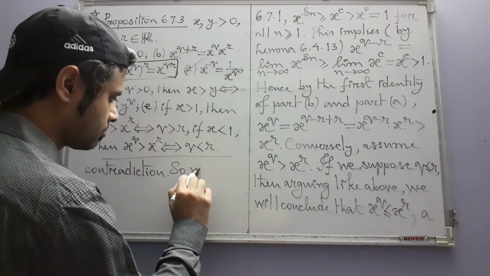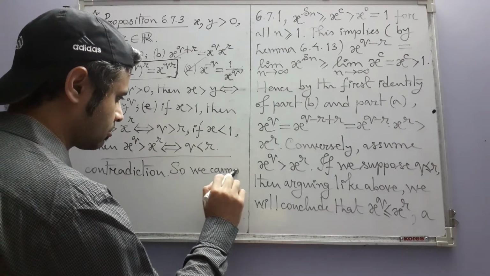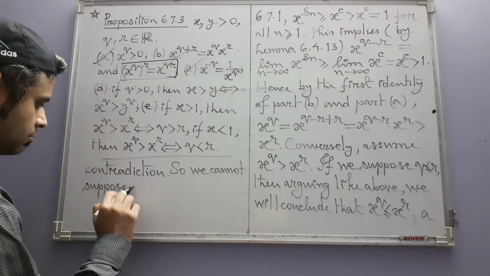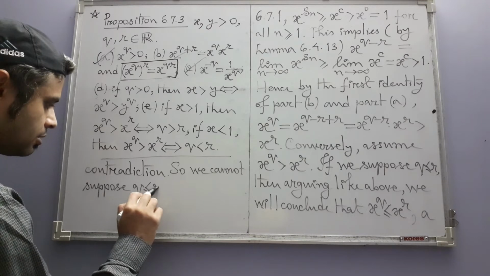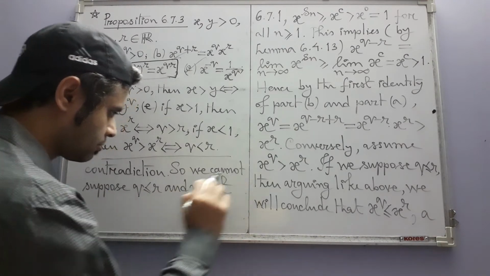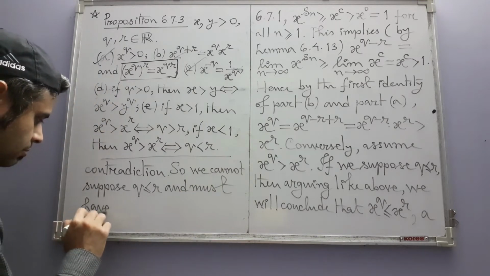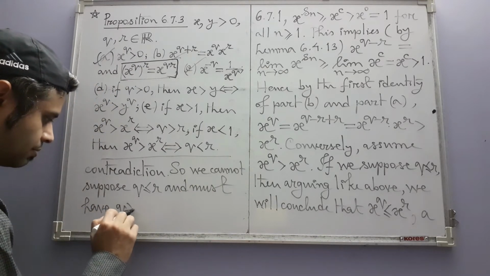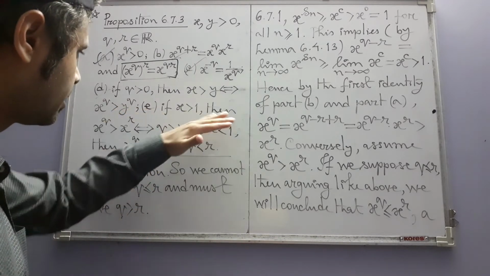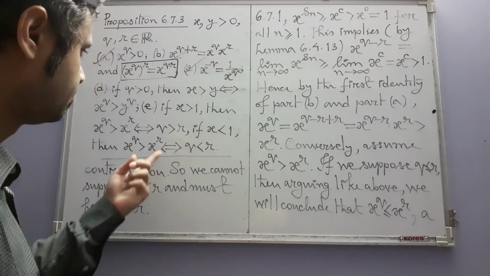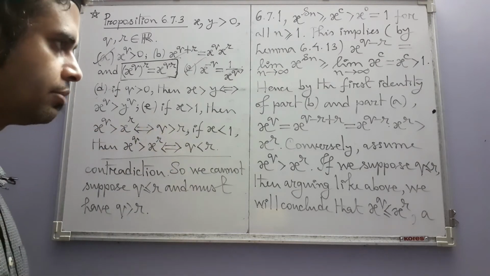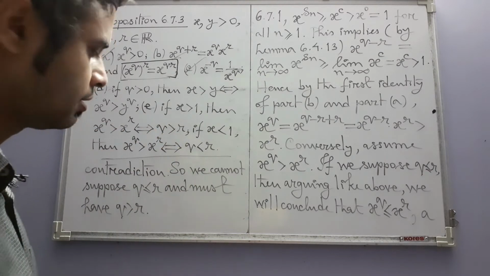So we cannot suppose q to be less than or equal to r and must have q to be greater than r. So one half of part E has been proved, that if x is greater than 1, then these two inequalities are equivalent. If one of them is true, then so is the other.